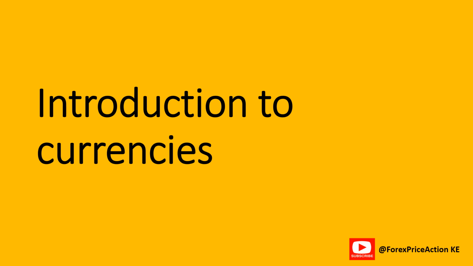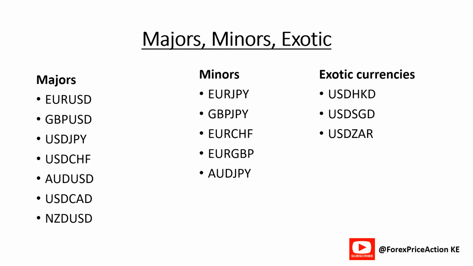How about an introduction to currencies? In this section, I'll be taking you through the major, minor, and exotic currencies and the reasons why they are classified that way. Why are they called the majors? Why are they called the minors? Why are others exotic? With the major pairs, you'll notice a trend. They mainly have USD in the name, and the major pairs are the euro dollar, pound dollar, USD yen, USD Swiss, the Aussie USD, the USD CAD, and the New Zealand dollar.